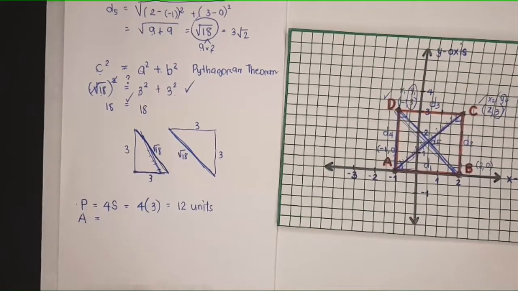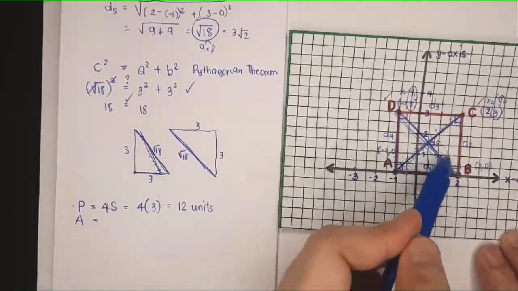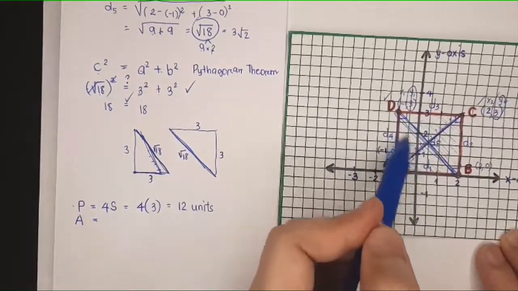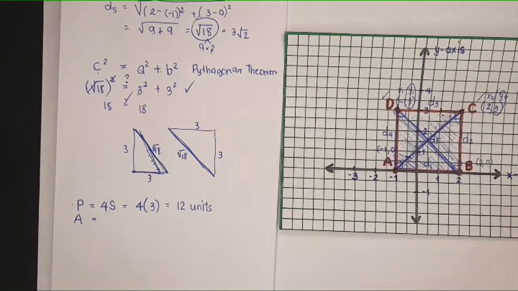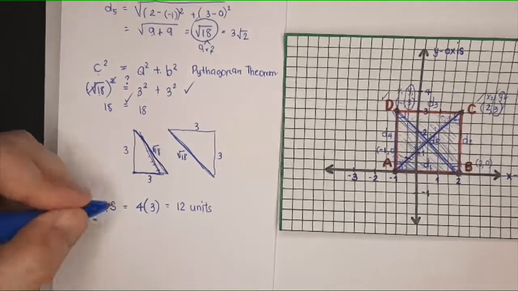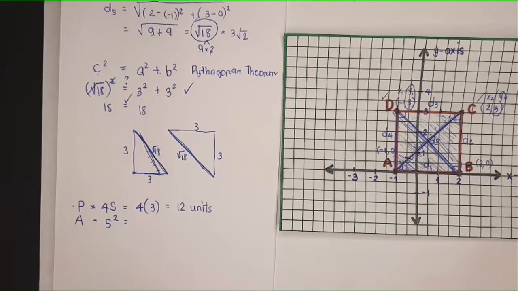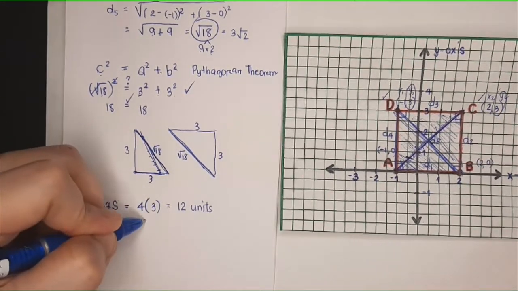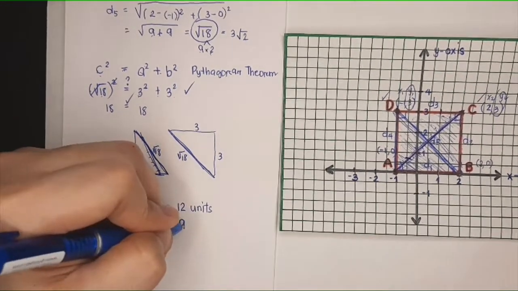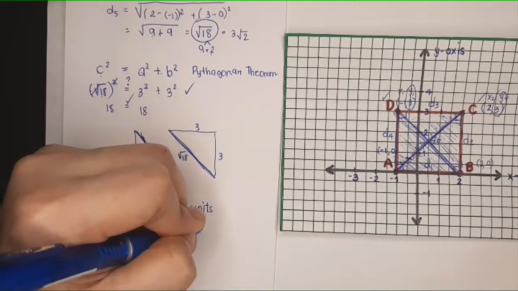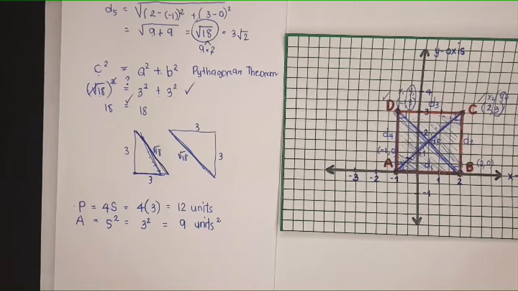Kaya ang area naman, gaano yung space na ino-occupy nitong square na to? Gaano kalaki tong area na to? This one. Okay? If you know the formula, how do you get the area of a square? It is simply S squared. Oh, what is the length of one side? 3. Okay? And then you square it. So, the area is 9 units squared. Alright? You see?